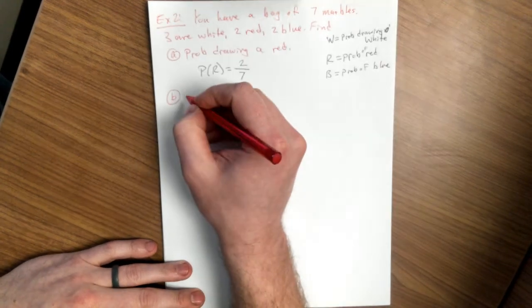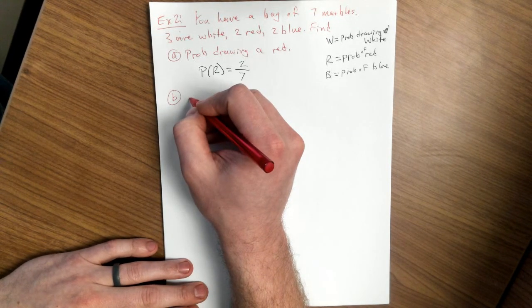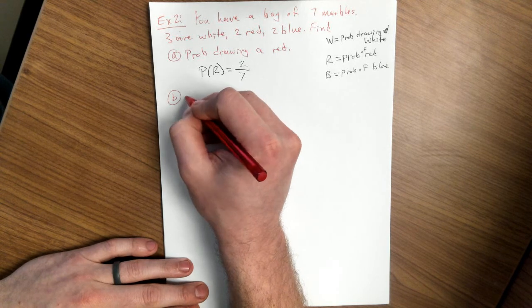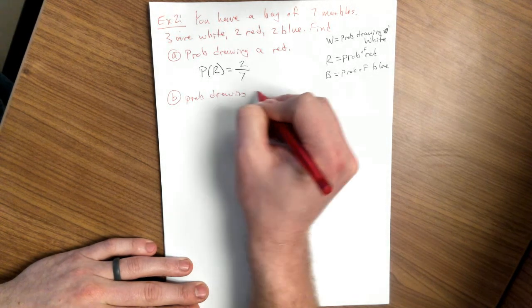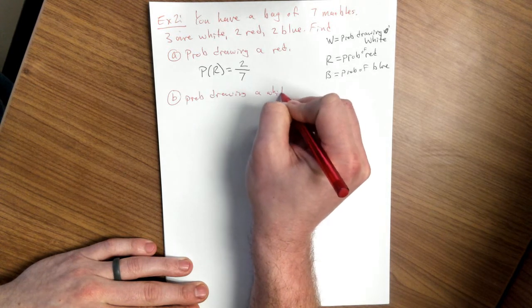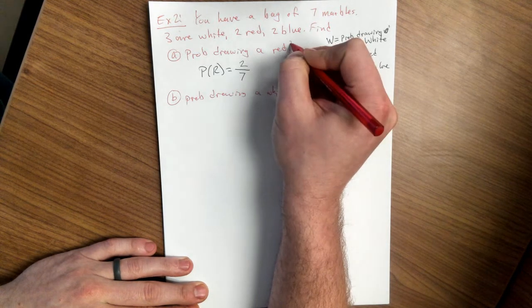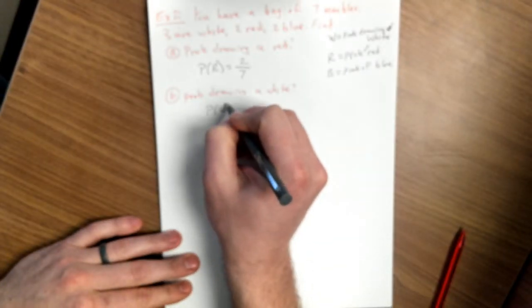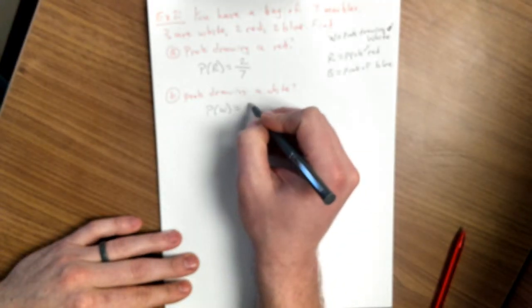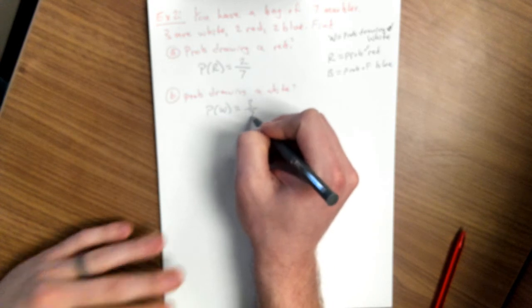Try one more. Probability of drawing a white. So we just say P of W, the probability of drawing a white, which is 3 out of 7.